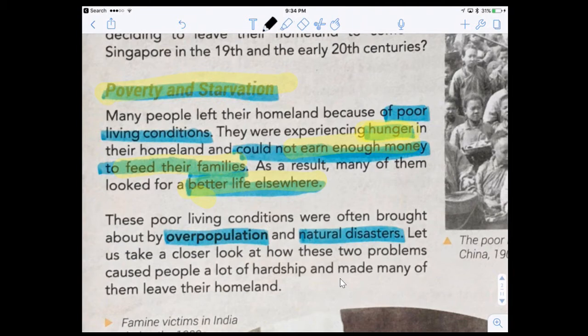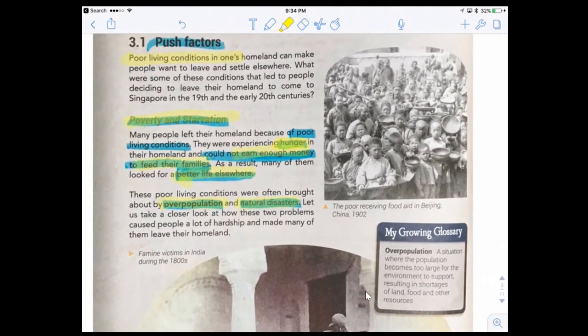that let people out. So one of the reasons why there's poverty and starvation is because of overpopulation. So highlight along, and natural disasters. And these are the two things we're going to look further into in the next few pages of your textbook. Simple.